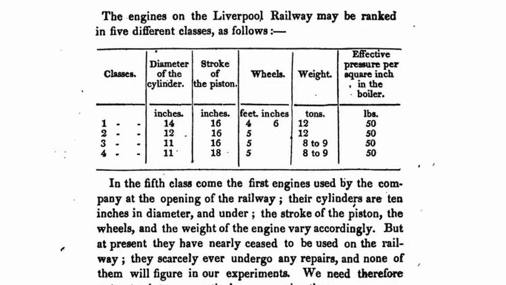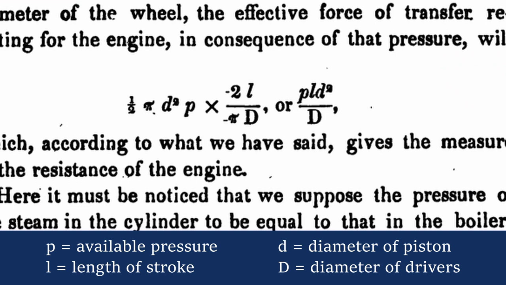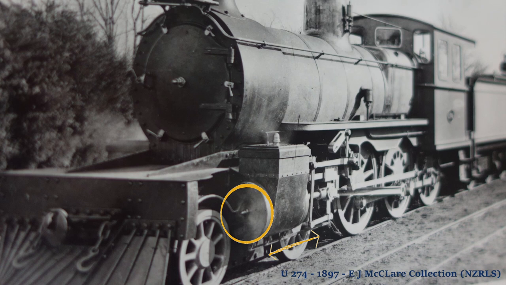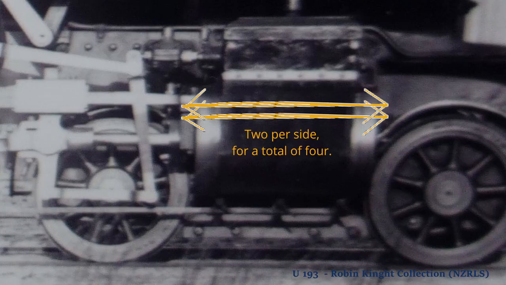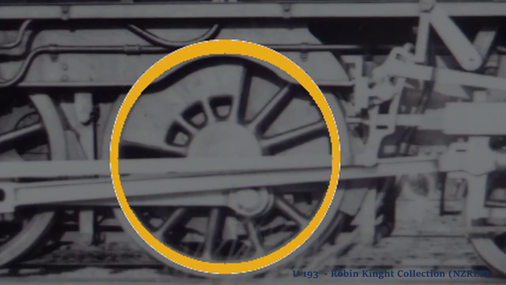back then, a common working pressure was 50 pounds per square inch. What we do, if you look back at the equation, is that we multiply the boiler pressure by the number of square inches on the working face of the piston to get the amount of force exerted against the piston as it moves through its stroke. Then with a bit of mathematical jiggery-pokery, we multiply that force by the combined travel of the piston strokes required to turn the driving wheels through one revolution, and then we divide it by the circumference of the driving wheels. And that gives us the force exerted against the rails.